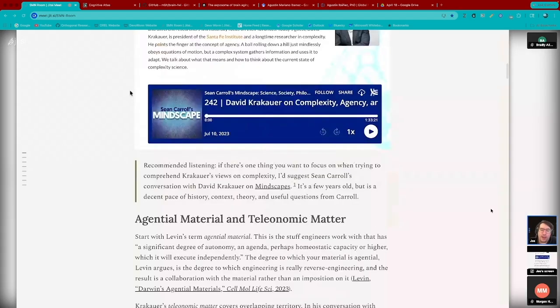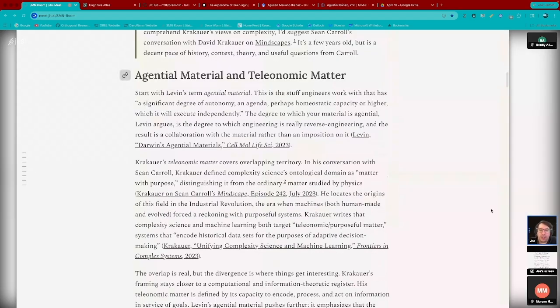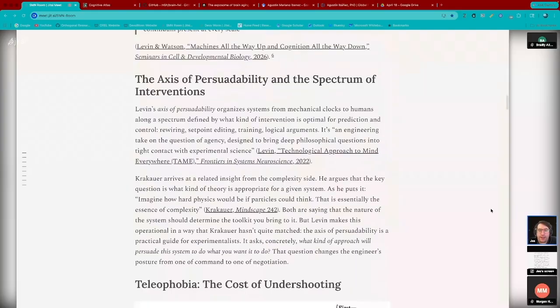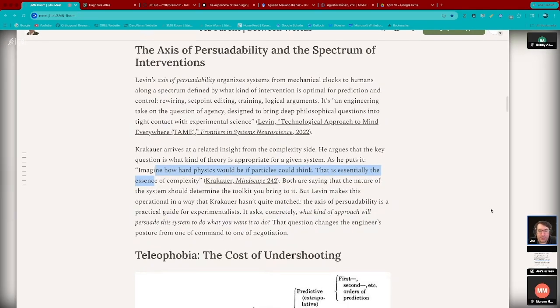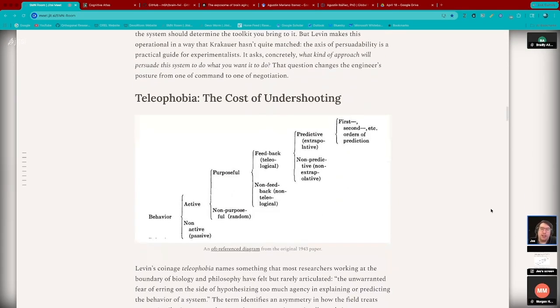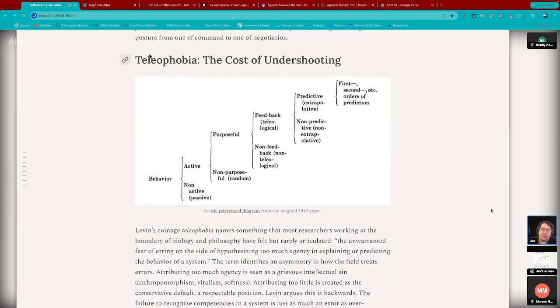Agents of materials, teleonomic matter, persuadability, and spectrum of interventions. Yeah, this is kind of what I was talking about just now. I'm not so sure about that. Teleophobia, which is actually from Levin, is quite interesting.